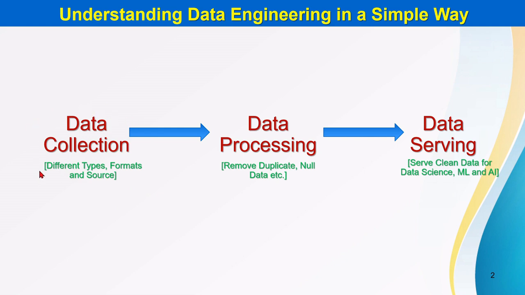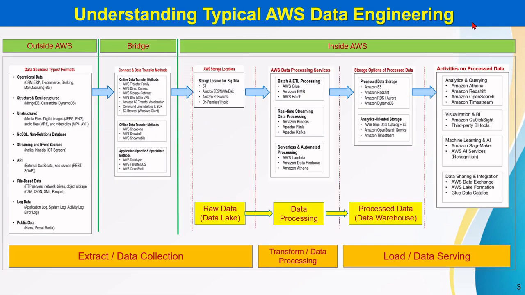And after the collection, data is processed. We will see in the next slide a little bit more detail about all these three activities. Collected data, which is called raw data, is then processed, and this processed data is converted. After processing, data is served to the data scientist for analysis, machine learning, and AI.